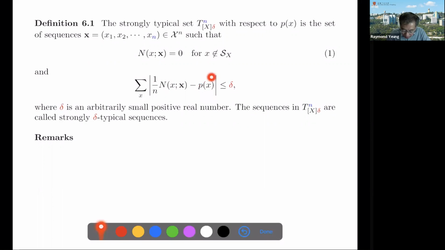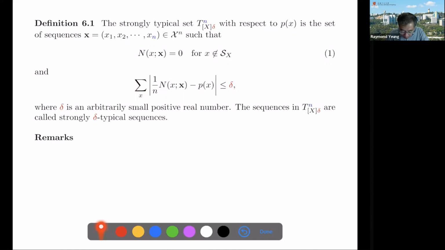Okay, and then you take the absolute value. Now this is how much the relative frequency deviates from the true probability, and then you sum all these deviations over all x, and it has to be less than or equal to this small quantity delta, which means that the relative frequency does not deviate from the true probability distribution by too much. That's the very meaning of a sequence being strongly typical.